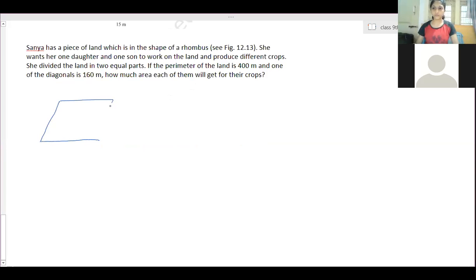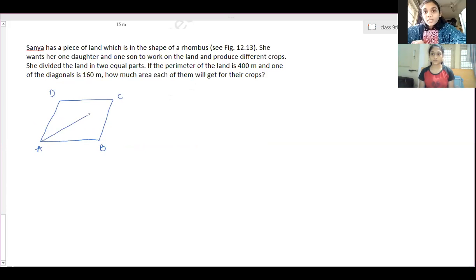So this is a rhombus ABCD, right? Then one of the diagonals is 160 meters. Now, how do we divide it so that it is equally divided into two parts? Draw a diagonal, ma'am, BD. We have to join any one of the diagonals. Then it is two equal areas, the rhombus will be divided.